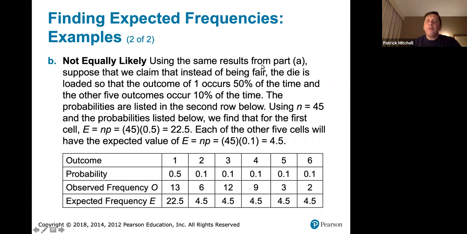All right, using the same results from part A, suppose we claim that instead of being fair, the die is loaded so that the outcome of 1 occurs 50% of the time, and the other 5 outcomes occur 10% of the time. The probabilities are listed in the second row below. Using N equals 45 and the probabilities listed below, we find that for the first cell, here's where we have to use N times P, 45 times 0.5 is 22.5, so we would expect out of 45 rolls, for the number 1 to come up approximately 22.5 times. Each of the other 5 cells will have the expected value of N times P, 45 times 0.1, which is 4.5, okay? So two different scenarios, but in both of them, you have all of your observed frequencies and your expected frequencies.